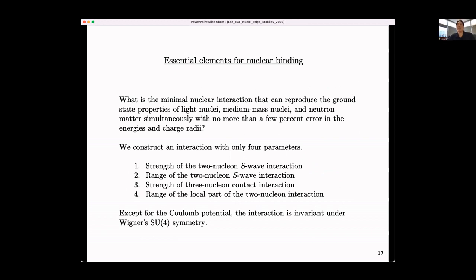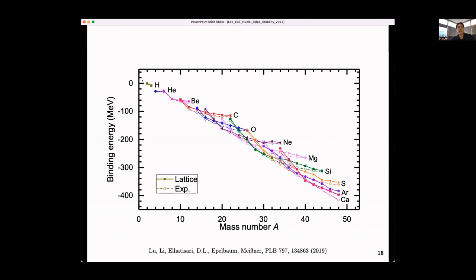Okay, so this is what we found. This is what we studied in this paper, where we look at the essential elements of nuclear binding. We wanted to know what are the minimal interactions that can reproduce the ground state properties of light nuclei, medium mass nuclei, and neutron matter simultaneously with no more than a few percent error in the energies and charge radii. What we found was that we can take 3 parameters that are just tuned to the 2-body and 3-body system, and then with 1 parameter, we can do a pretty good job of reproducing 80 or so even nuclei. So that's what you see here.